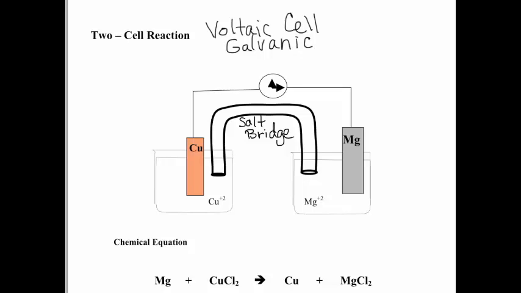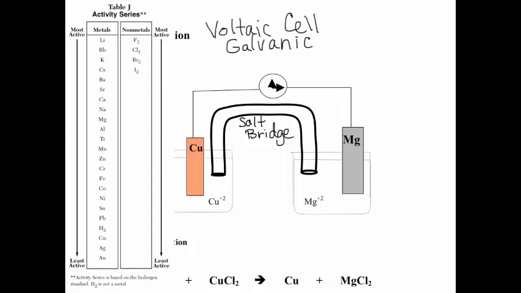Now, in order to determine the flow of the electrons, you need to look in table J. So here's table J, and what you're going to do is try to find the most reactive metal between the two given in your diagram. So we have magnesium and we have copper. Copper's way down here and magnesium's up here. The more reactive metal, in this case magnesium, is going to lose electrons to the wire. So the electrons are actually going to flow out of the magnesium, these are electrons, and toward the copper electrode on the other side.